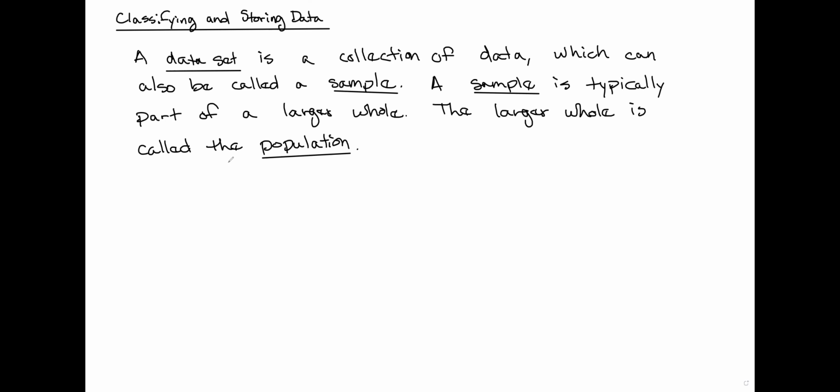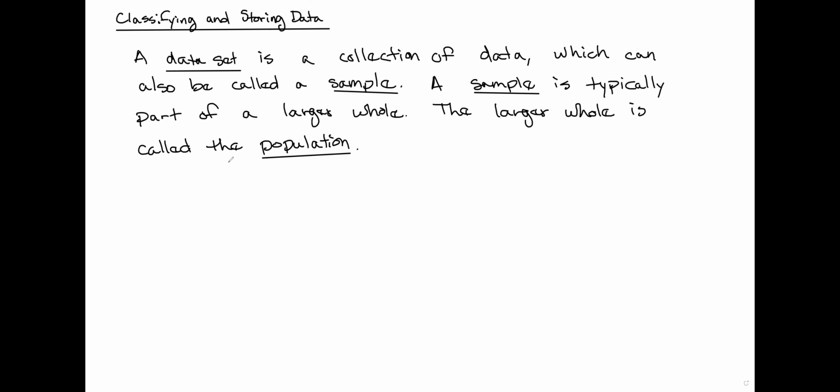And the data set could be really large and still not be the population, right? So the data set could be the height and weight of everyone in North America. And that still would be a sample from the larger population of all people on Earth. Okay, so hopefully that gives you some idea.